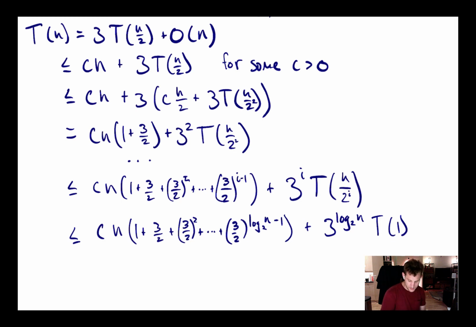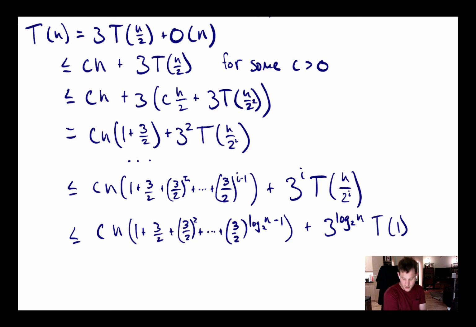And if we continue to dive in, I can organize these terms. I have a Cn here, and I have a 3 times Cn/2 here, which I'm going to organize into Cn times (1 + 3/2). I'm just factoring out the Cn. And you'll notice that I have a 3 squared times T(n over 2 squared). If I keep unrolling the recursion and repeat it i times, you'll end up getting Cn times this geometric series with 3/2 as the base, plus a term which is 3 to the i times T(n over 2 to the i).